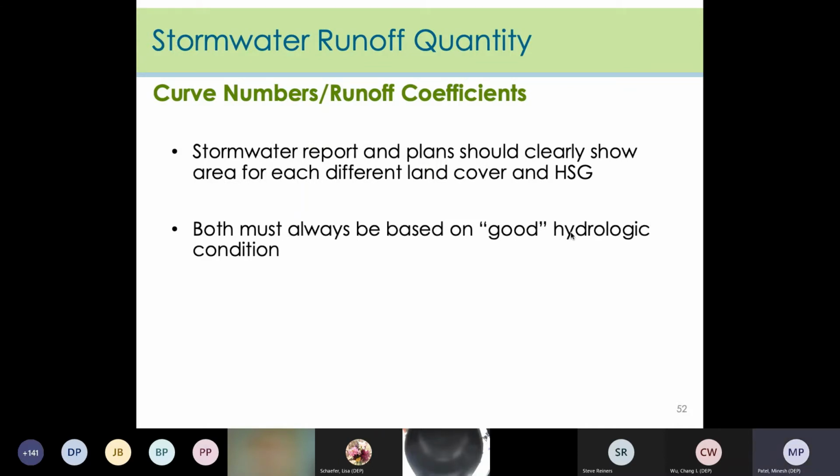The reviewer must be sure that the curve numbers or runoff coefficients correspond with each specific area based on land cover and hydrologic soil groups. Both of these must always be based on good hydrologic condition. Again, this was covered in Module 2.